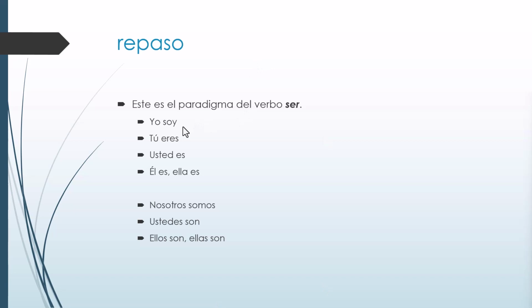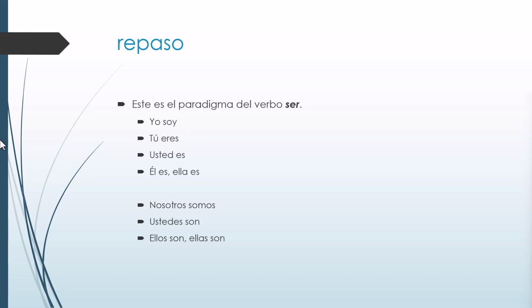So yo soy, tú eres, usted es, él es, ella es. Nosotros somos, ustedes son, ellos son, ellas son.